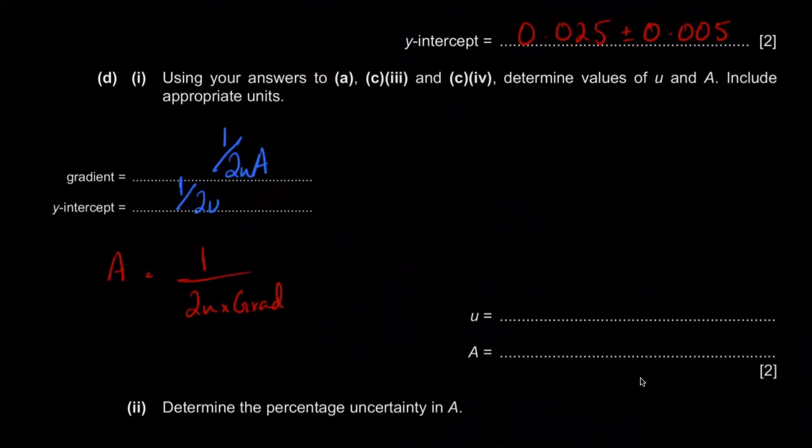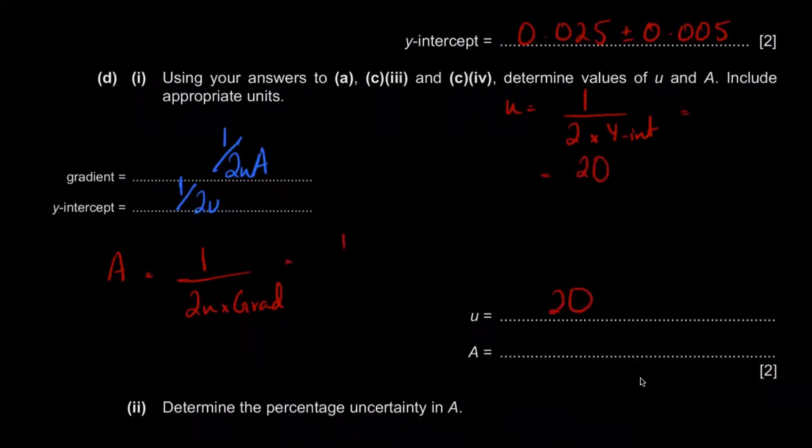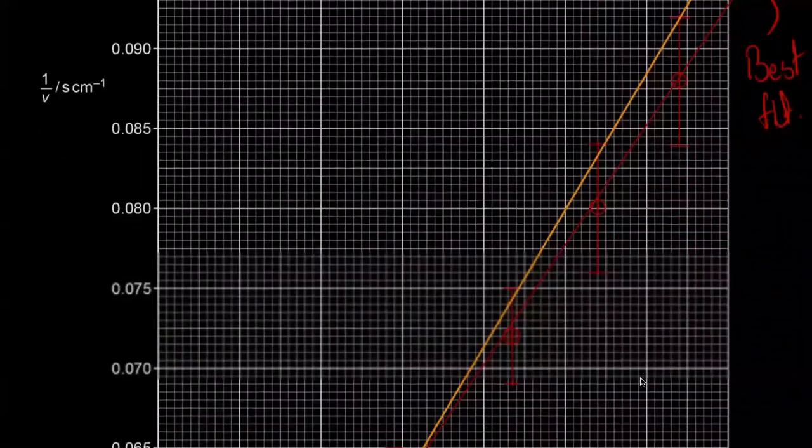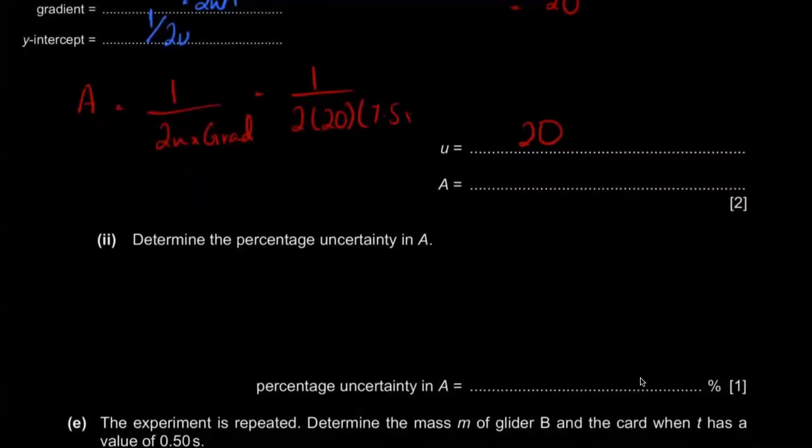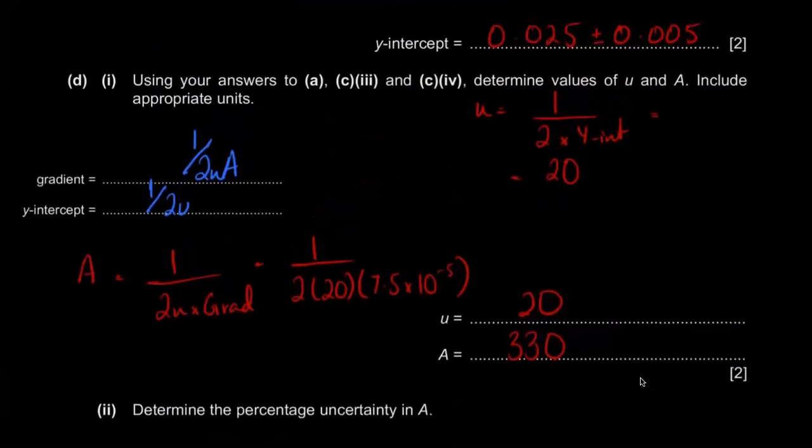So from this equation, the value of U would be 1 upon twice the y-intercept. So 1 upon 2 times 0.025, 1 upon this. So U turns out to be 20. And then if you substitute 20 here, 1 upon 2 times 20 times the gradient, which is 7.5 times 10 to the negative 5, this is 333, or just to 2SF, 330. Right, and for the units, U was the velocity, so this is going to be meters per second.